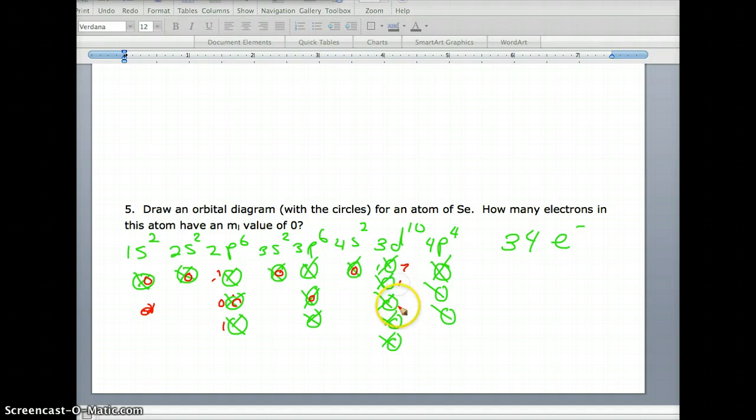-2, -1, 0, 1, 2. So these two have an m value of 0 right here. But in this sublevel, that's -1, that's 0, and 1. There's only one electron that has an m value of 0. So the number of electrons that have an m value of 0 would be 2, 4, 6, 8, 10, 12, 14, 15. All right, that's the end of that one. So hope that helped on the short answer section.